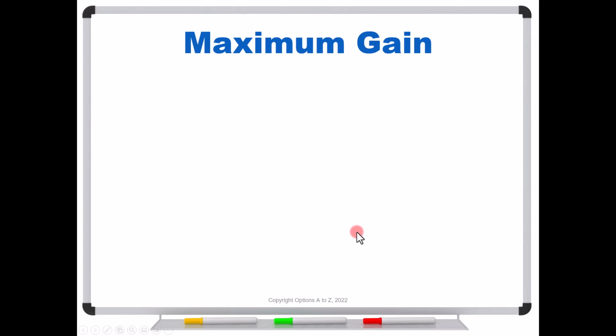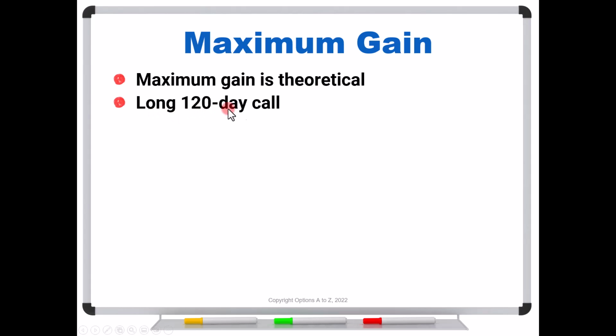So now, having covered that, let's talk about the maximum gain. Here's the thing about the maximum gain. It is theoretical. That's why you can't figure it out. That's why there's no formula for it, or at least an easy formula. So in our example, you were long the 120-day call and short the 30-day call. Now 30 days later, the short one's going to be at expiration.